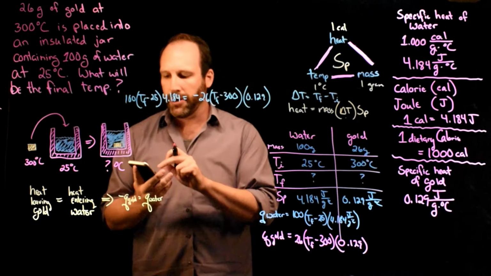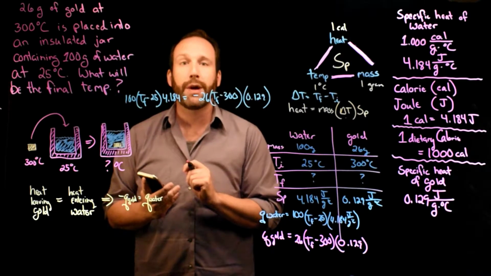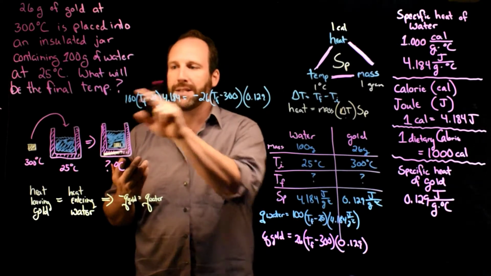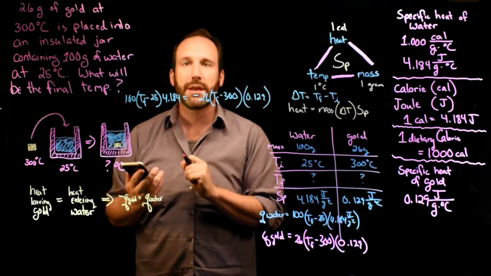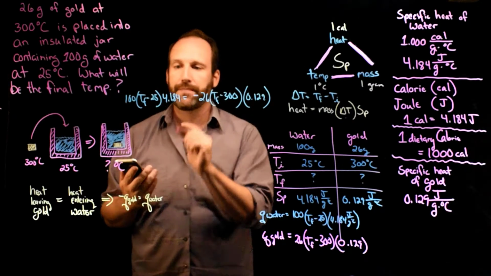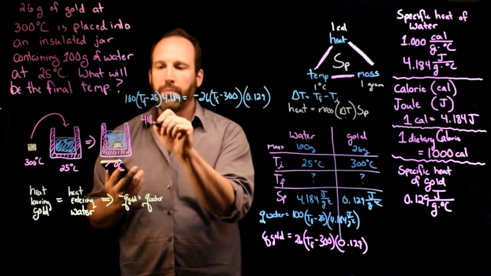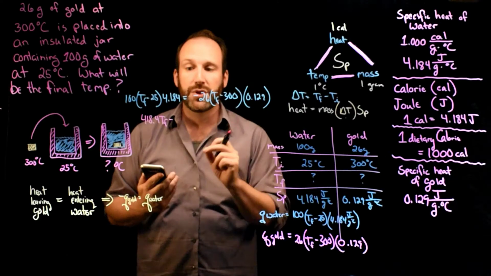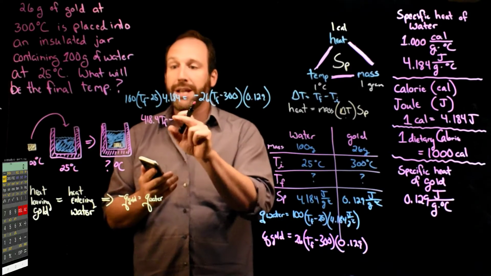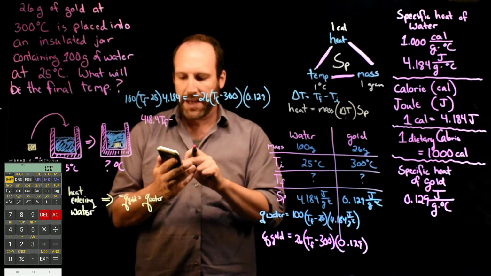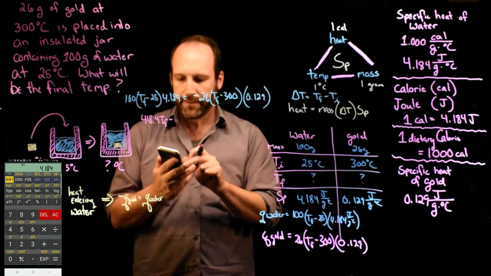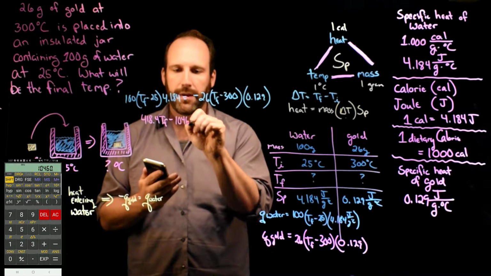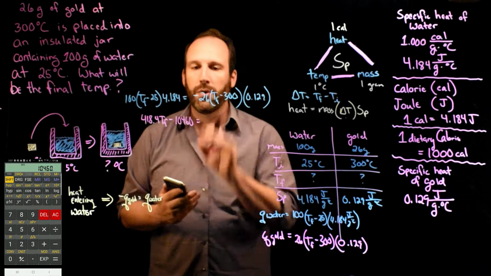What I'm going to do here is take 100 times 4.184. Well, that's 418.4. And I'm going to take that 418.4 and multiply it by both things that are inside the parentheses. So this is going to become 418.4 times TF minus 418.4 times 25. Remember that 418.4 was 100 times 4.184 times 25. So 10,460. And that's going to equal the same thing here.